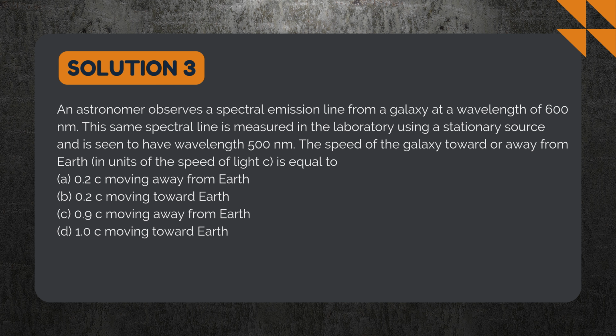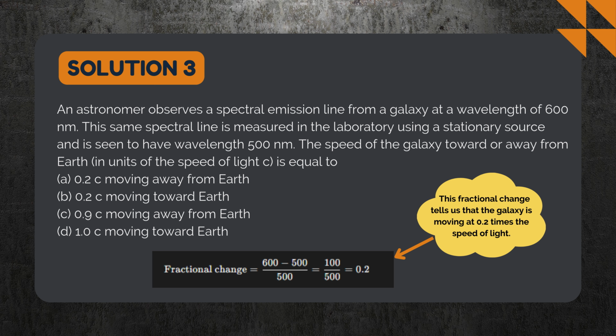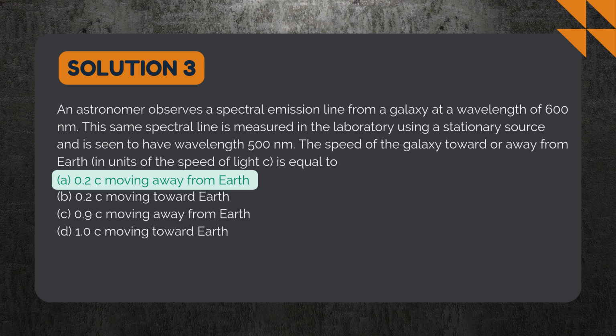Now let's reason through the problem. The observed wavelength is 600 nanometers, while the laboratory wavelength is 500 nanometers. The wavelength has become longer, so the galaxy is moving away from us. This is a redshift. Next, we find the fractional change in wavelength by dividing the change by the original wavelength. This fractional change tells us that the galaxy is moving at 0.2 times the speed of light. Therefore, the correct answer is option A.